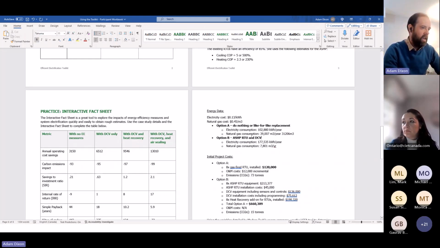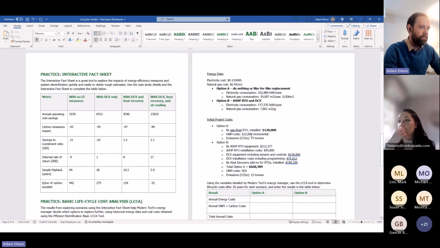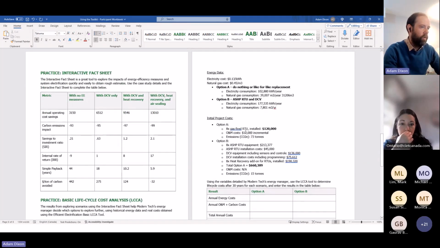And then our initial project costs here. So we have option A, we have 8 gas-fired RTUs installed at $120,000.